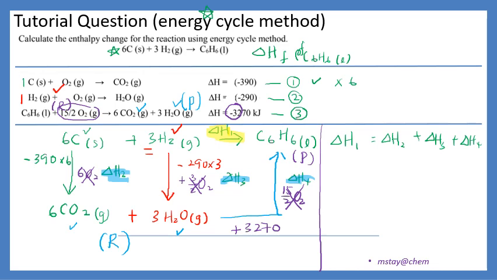So ΔH1 here is the unknown. ΔH2 is negative 396 multiplied with 6, so we will get the answer which is negative 2340. And then enthalpy of ΔH3, 290 times 3, we will get negative 870. And then ΔH4 is positive, over here, positive 3270. Press the calculator, so we will notice that the answer is positive 60 kilojoule per mole.